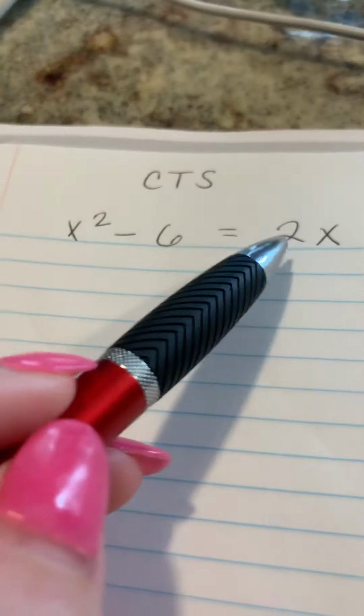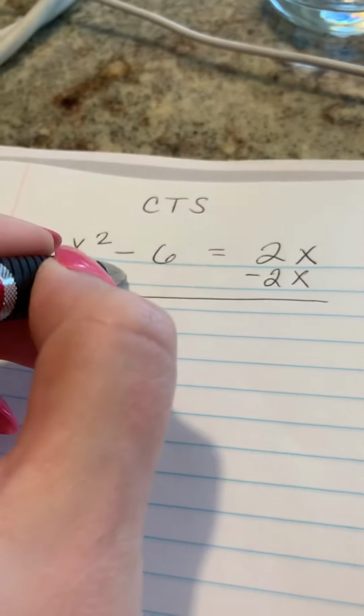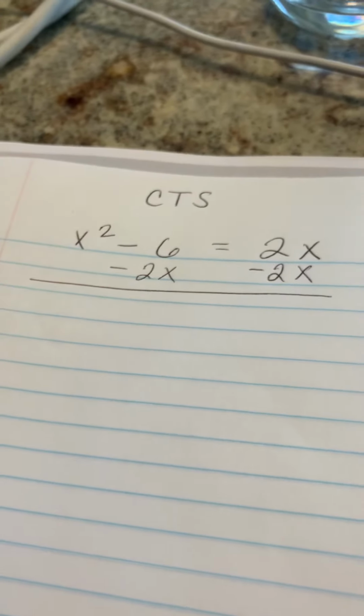We move the constant to the right-hand side. But we also notice that our term with the variable x is on the right, and we want that on the left. We want our x's and variables on the left, and we want our constant on the right. So we have to kind of switch this. So I'm going to minus 2x from both sides.